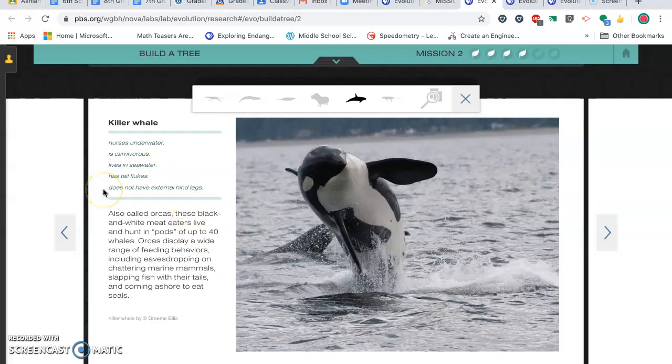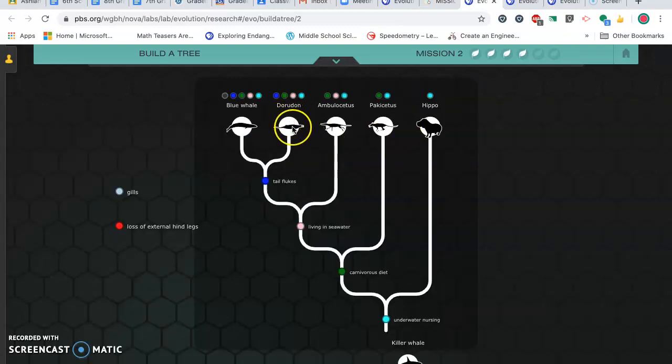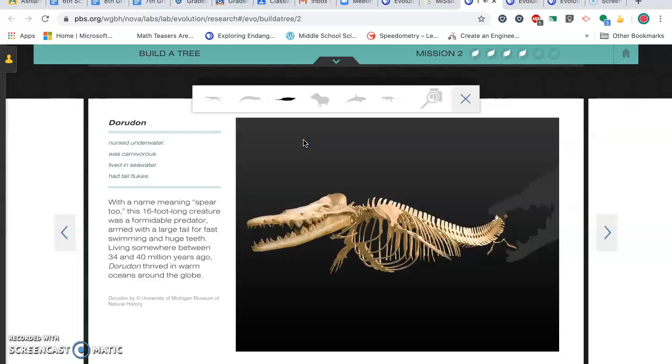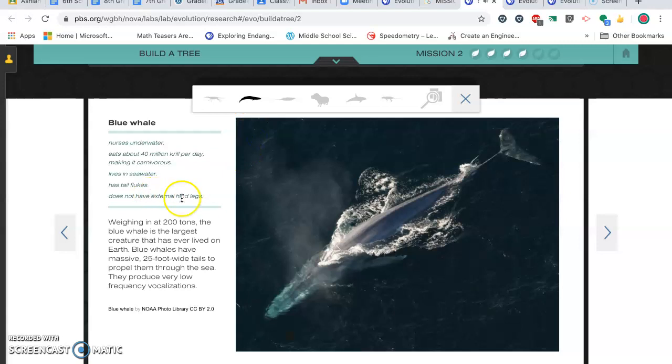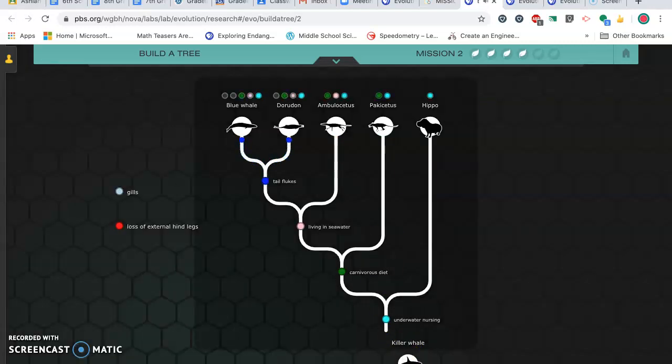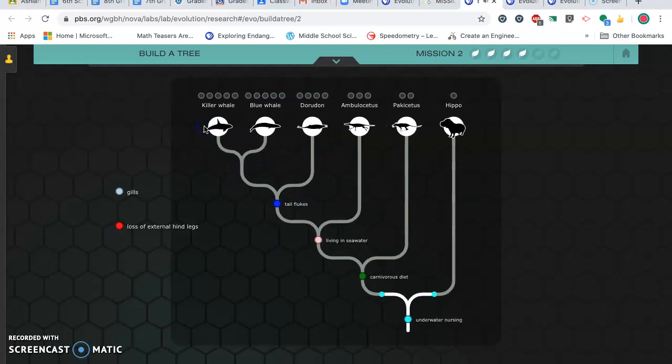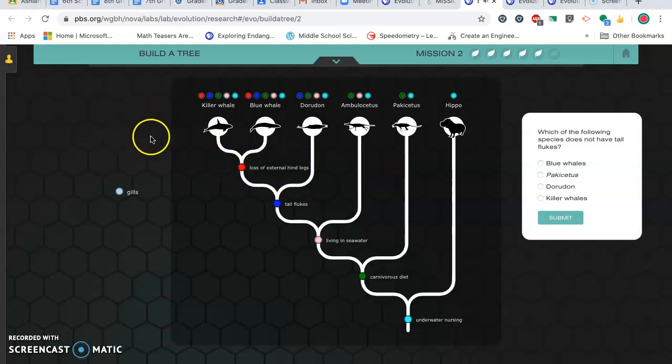And does not have external hind legs. Does this guy have external hind legs? No. What about the blue whale? Does not have external hind legs. So that means that the killer whale and the blue whale are going to be most like each other. And it's this loss of external hind legs I'm going to put here. And so as you can see, I have one left, gills. And none of these animals have gills, which makes us realize that the killer whale and the blue whale are more closely aligned to a hippopotamus than a fish, even though they live underwater.